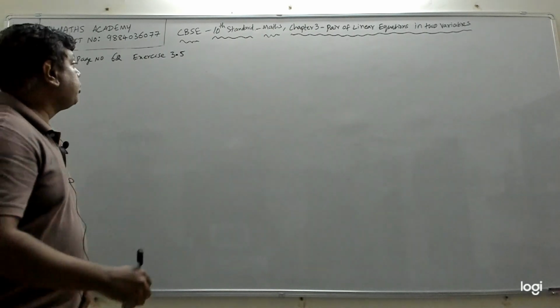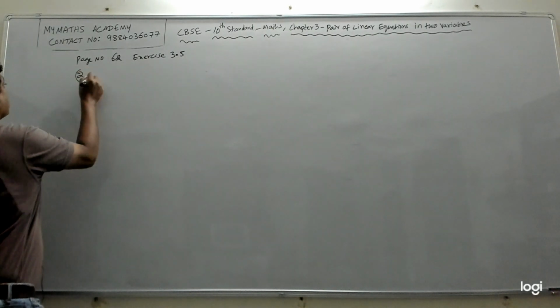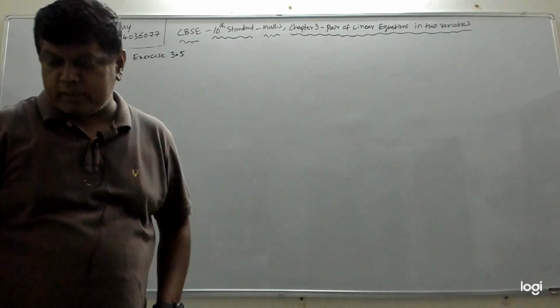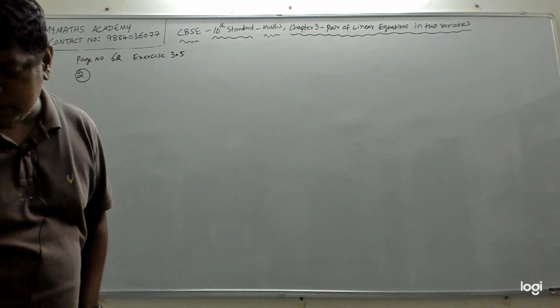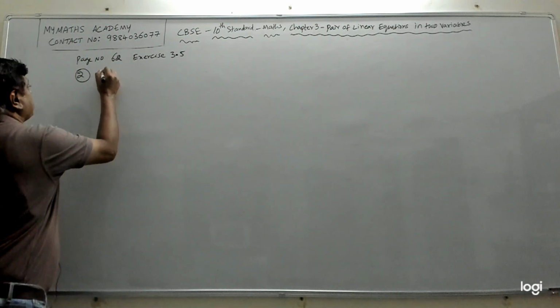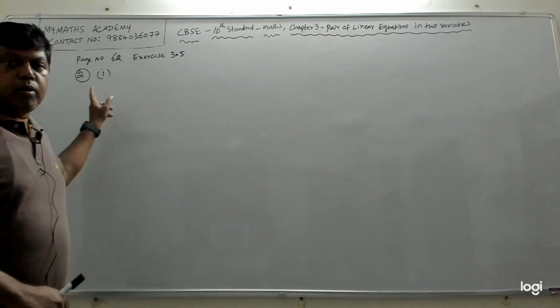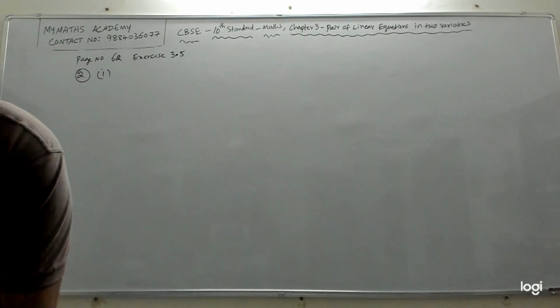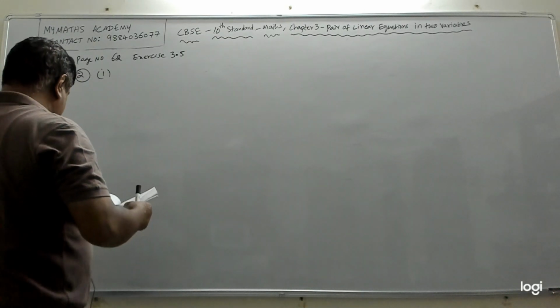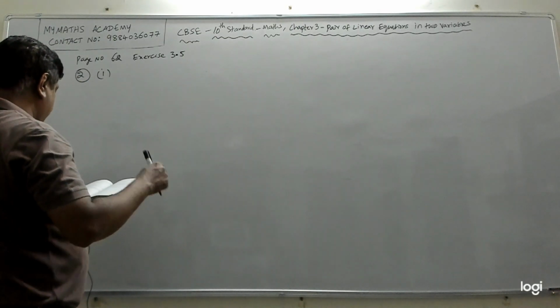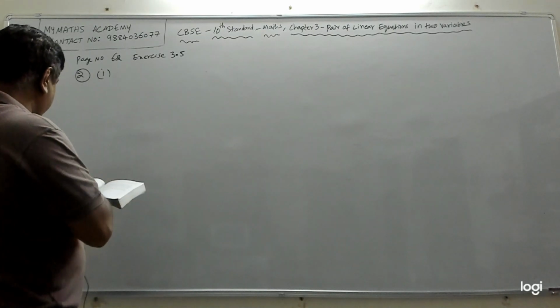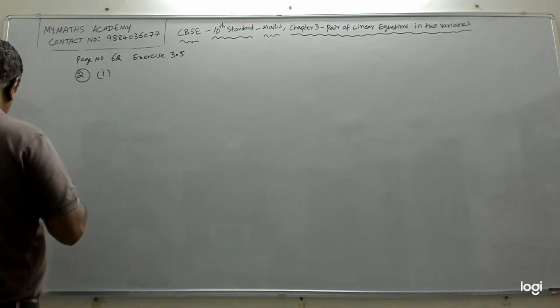So we'll continue on problem number 2. Problem number 2 has two sub problems. In the first sub problem, the question is: for what values of a and b does the following pair of linear equations have infinitely many solutions?